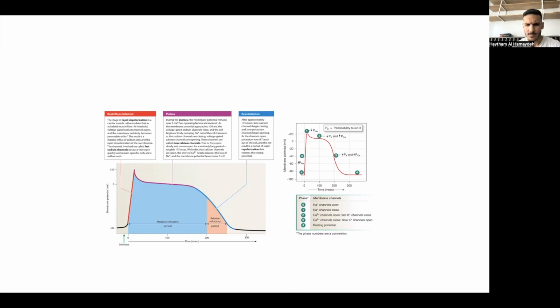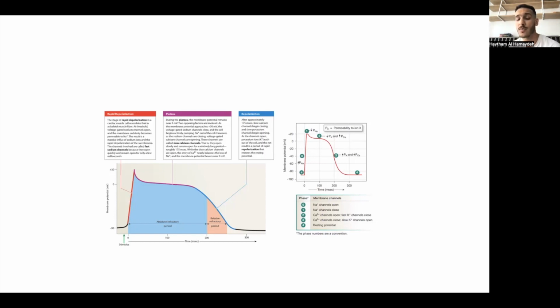And so Na plus channels would open to cause this spike. Na plus channels will close. Then the plateau is at phase number 2. Calcium channels open and fast K plus channels close. So calcium would be going in and K plus is not allowed to go out. So this causes the plateau.